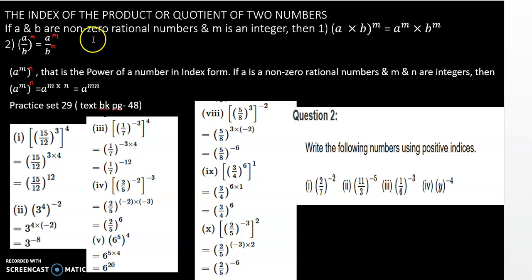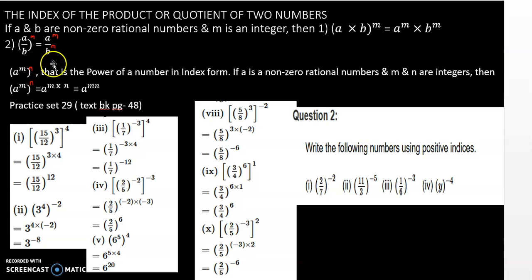What is that? If A and B are non-zero rational numbers and M is an integer, then the first one, (A into B) raised to M. So this means A is also raised to M and B is also raised to M. This is the first one. Next, it is given in fraction, A upon B raised to M. So this means that A is also raised to M and B is also raised to M. Based on this, we'll solve the sum.